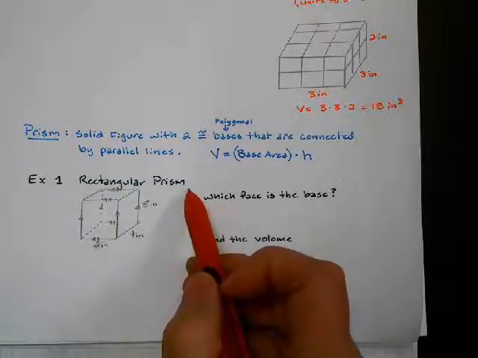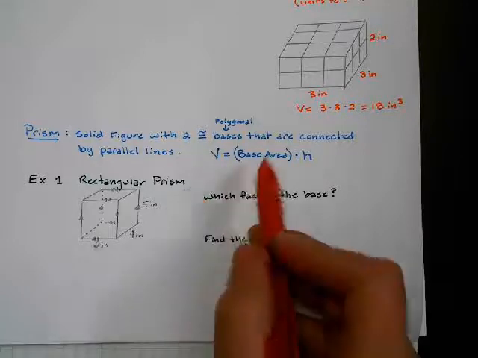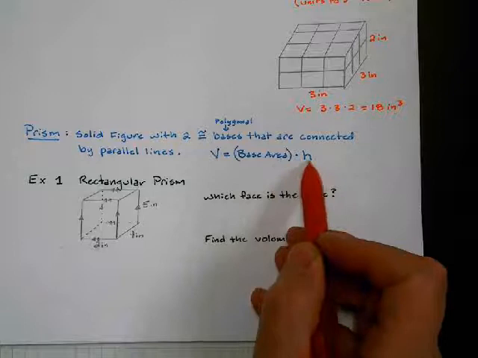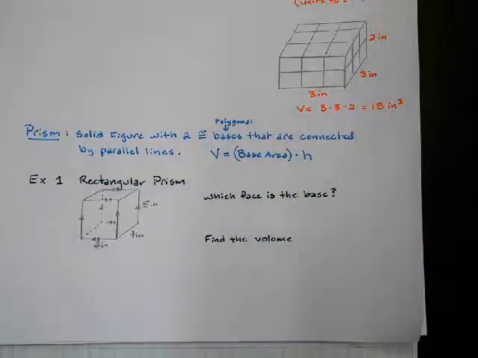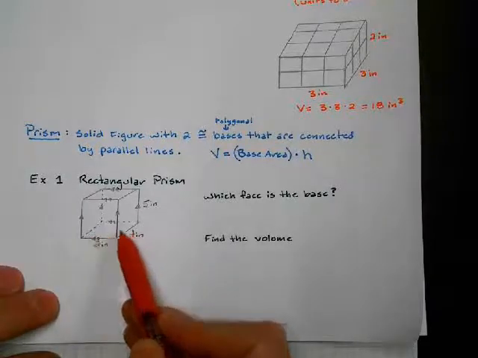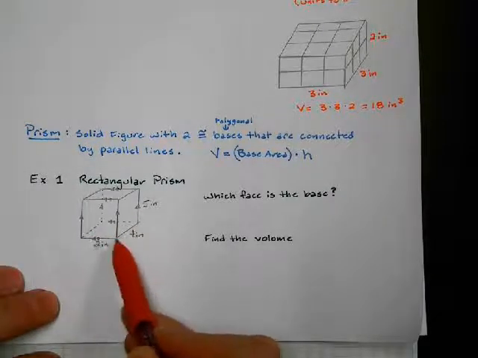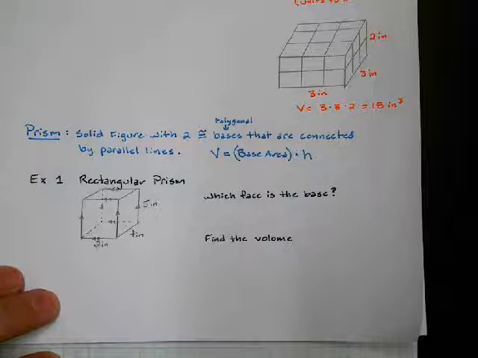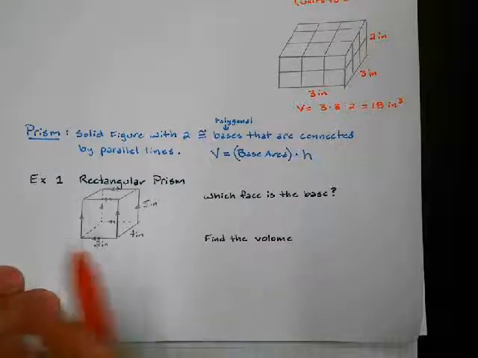Knowing what shape your base is important because in the formula, we're supposed to find the area of the base and multiply by the height. So which face is the base? You might say the very bottom is the base. So the bottom is 2 times 4, so that area down there is 8. So that might be the base. But that's not the only base possible.